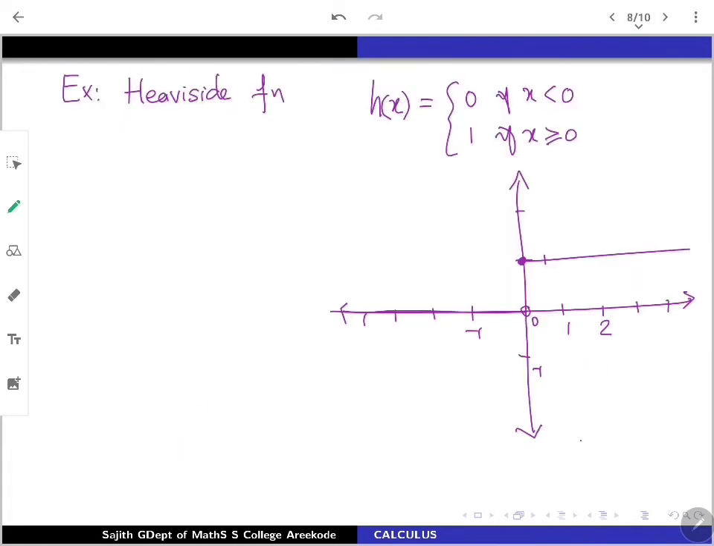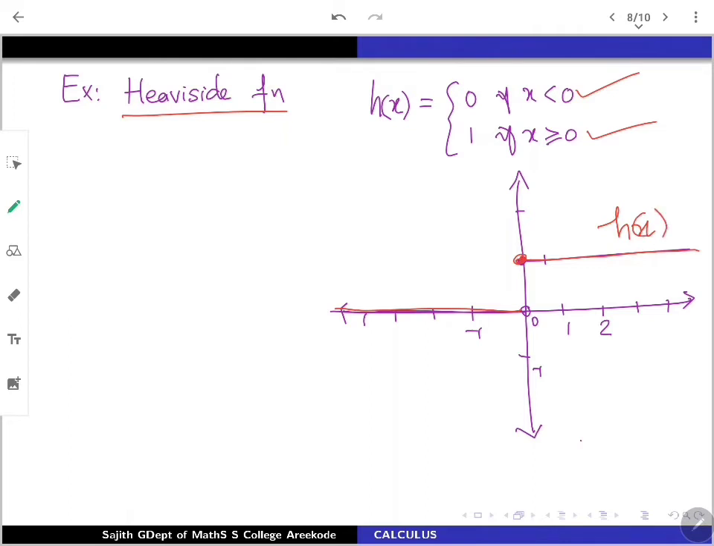See, one easy example is the Heaviside function. The function is defined throughout the real numbers. It is defined for all negative real numbers as just 0, and all non-negative real numbers simply 1. So the graph will look like this. On the left hand side you have to make it 0 up to 0. Then from 0 onwards you have to make it 1.